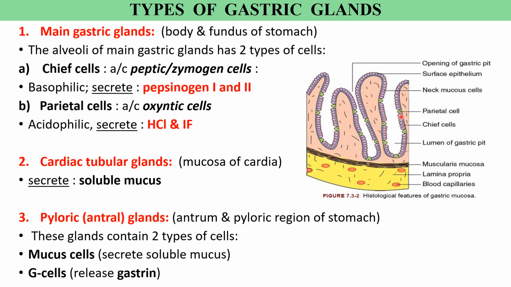You can see various types of cells. Some are mucous neck cells. Here these are the parietal cells, these are the chief cells. So this is overall the histological structure of the gastric mucosa, which contains all the 3 types of gastric glands. Now let us learn about the functions of stomach.